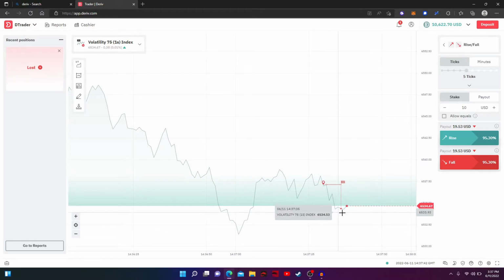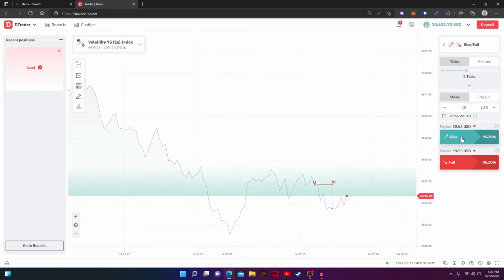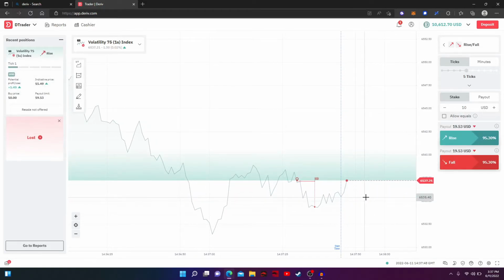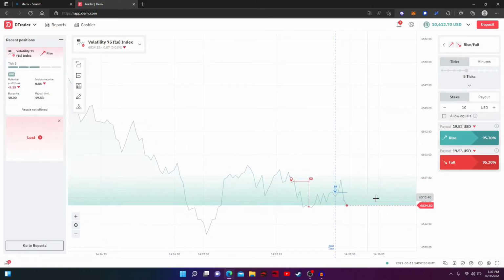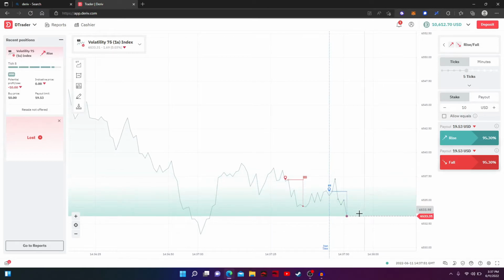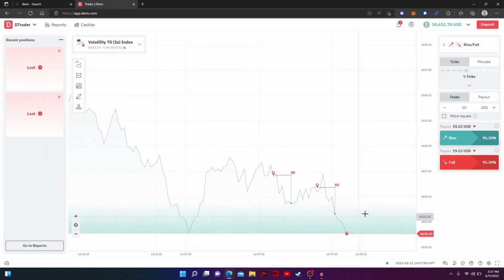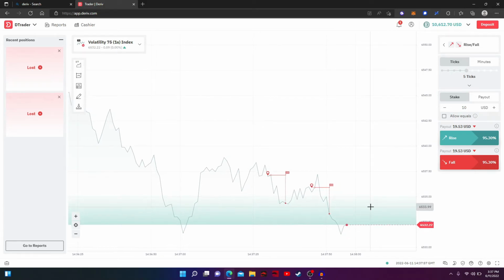1, 2, 3, 4, 5. So let me place another one for you just for the example. I want my trade to be 5 ticks above the starting point. You can see as well, that's a losing trade. 5 ticks below as well. So you have to be sure what you want to trade.